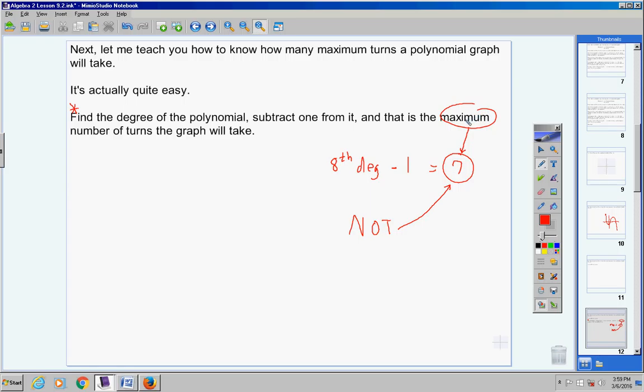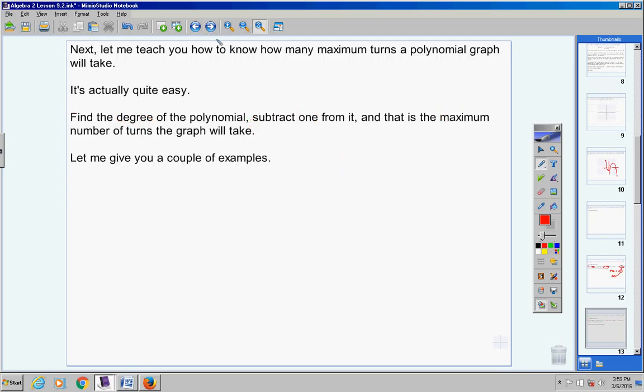Okay? So this is how you find the maximum number of turns a polynomial graph will take. Find the degree and subtract 1 from it. That's really helpful. You need to know that. So let me give you a couple of examples, and you take some really good notes on these, alright? Okay, here's the first one.